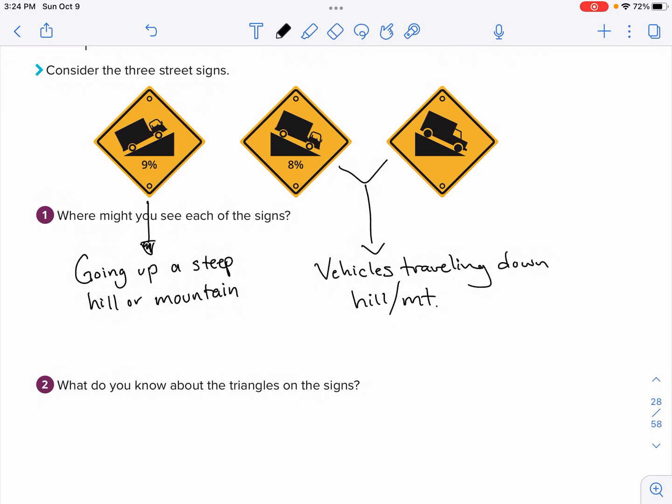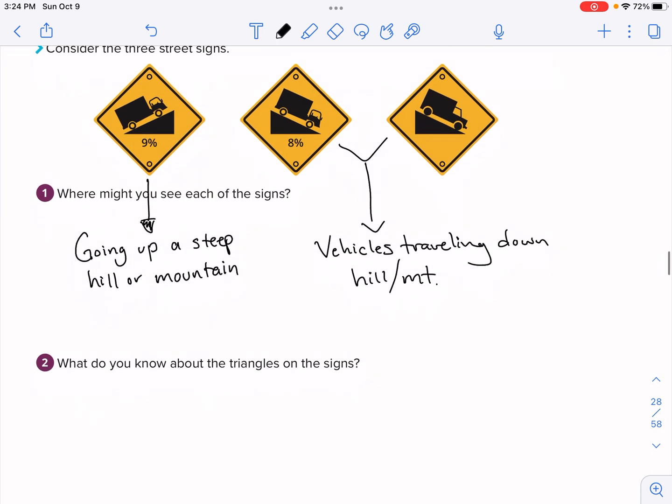All right, number two. What do you know about the triangles on the slope? So there's three triangles that are formed. What can we say about all these triangles? The first thing we can say is that all are right triangles. Okay, that's one thing.